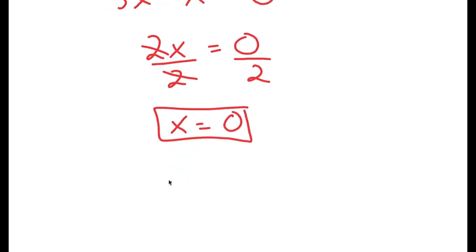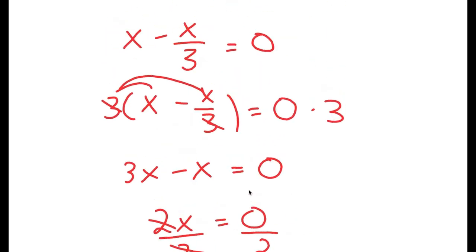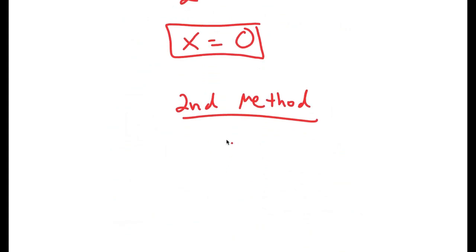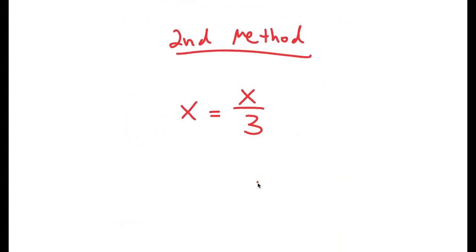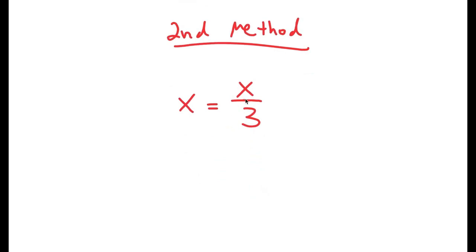Now, before you leave, I actually have a second method to solve this, which is faster than the first method and more efficient. So again, my equation is x equals x over 3. And this time, instead of subtracting x over 3 on both sides, I'm actually just going to start with multiplying 3 on both sides. So then these two automatically cancel out, and I get 3x is equal to x.